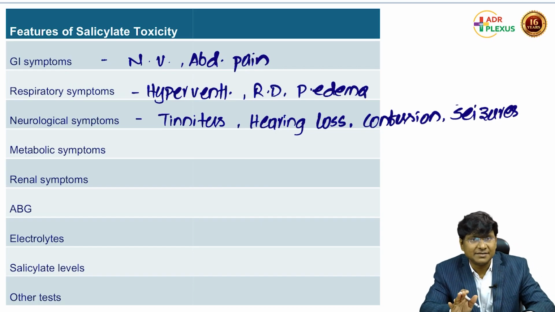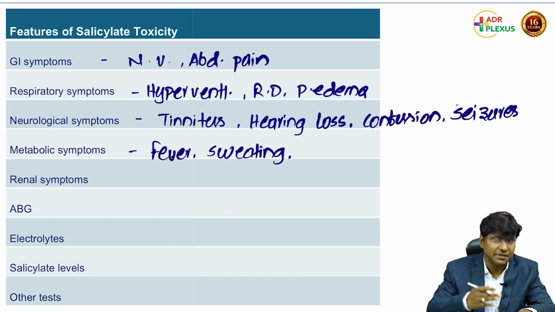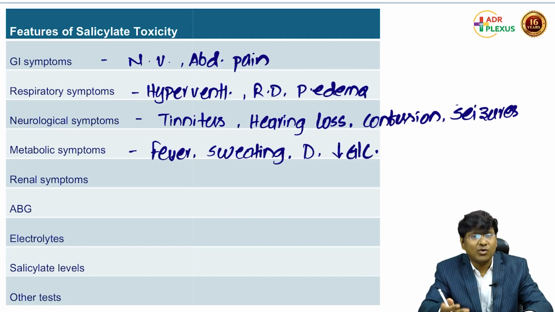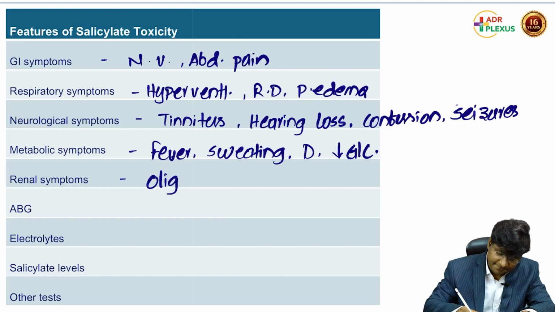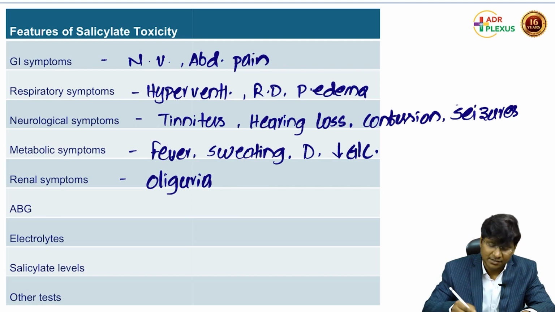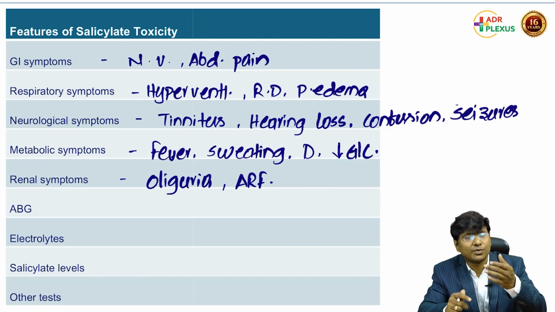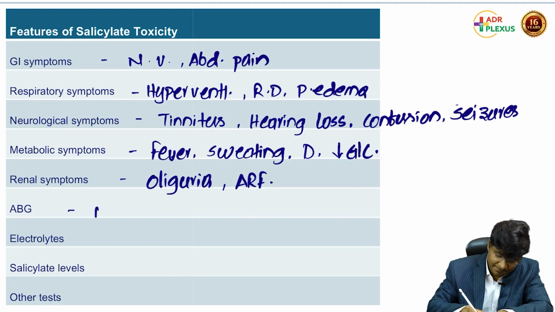Then take the metabolic symptoms. There can be development of fever and profuse sweating, and because of the profuse sweating the individual goes into a state of dehydration, and there will also be hypoglycemia. What are the renal symptoms? There will be renal shutdown, which will cause oliguria, and there will also be development of acute renal failure. On arterial blood gas analysis in the laboratory, there will be metabolic acidosis, and in compensation to this, there will be respiratory alkalosis.